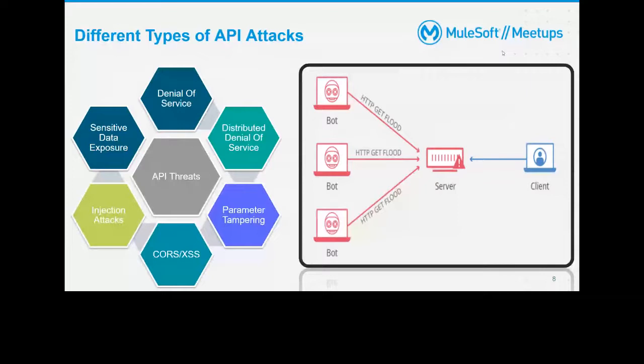We have sensitive data exposure. If you look at your request, you may have some sensitive data, like an amount, your salary, or your social security number. So how can we ensure that those confidential data are encrypted? In that case, MuleSoft provides a cryptography module, which comes with a lot of algorithms like Java Cryptography Extension and PGP. It comes with XML encryption. So those kinds of things are available.